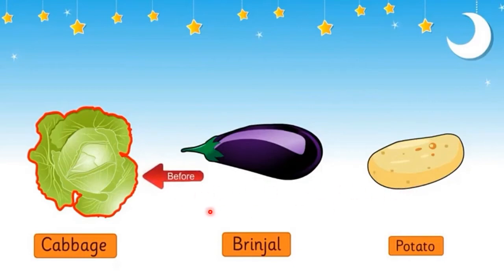3 vegetables are there. In this, before, what is this? Brinjal. Brinjal is before. This is cabbage. This is at the center. This is the before. This cabbage is before the brinjal. Okay. Did you understand? Look carefully, children.